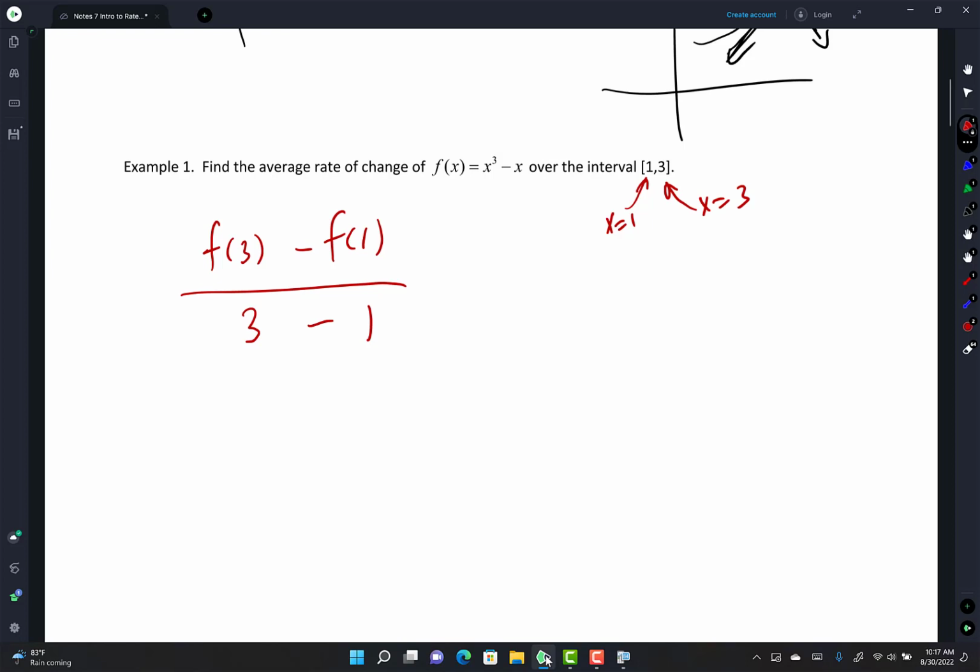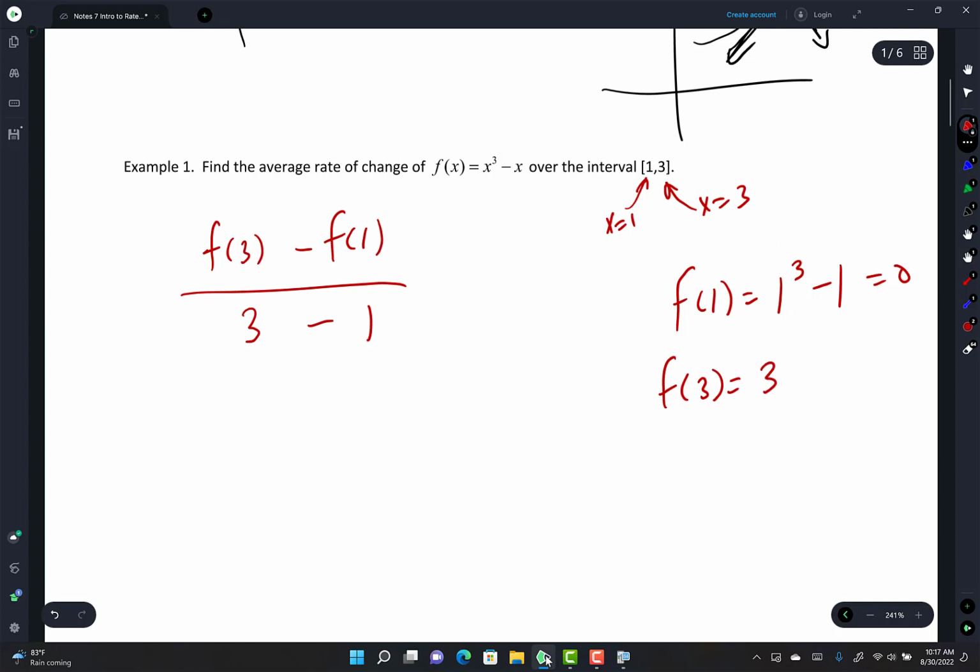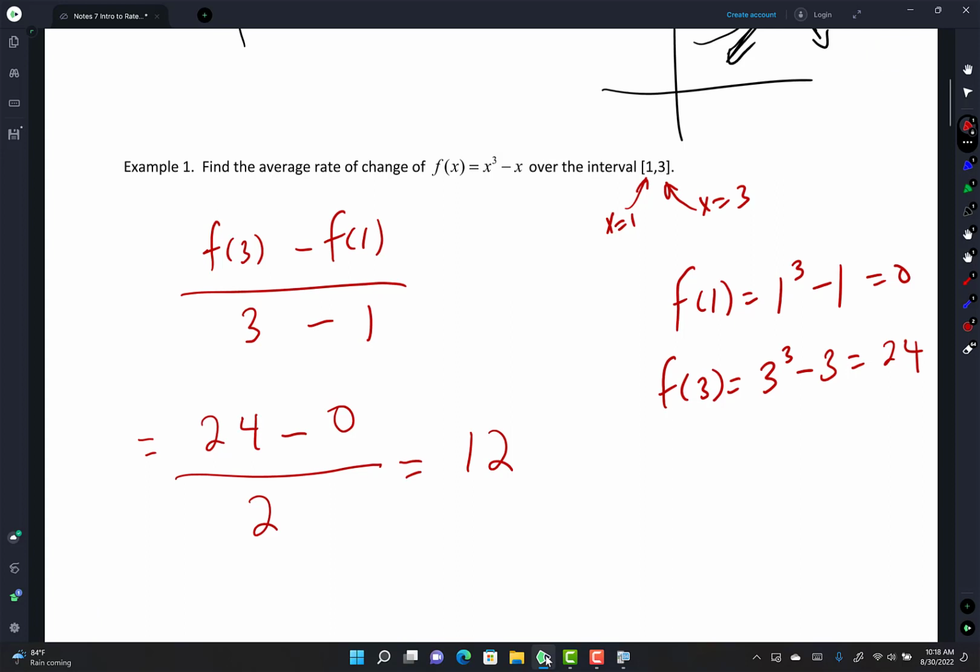I need f of 1 on the side. F of 1 equals 1 cubed minus 1, which is 0. And then I'm going to go f of 3. 3 cubed minus 3. So 3 to the third power, 3 times 3 is 9, 9 times 3 is 27. 27 minus 3, 24. So I'm going to go 24 minus 0 divided by 2. The average rate of change is 12. Is everyone okay with that? Nothing crazy, right? Very simple.